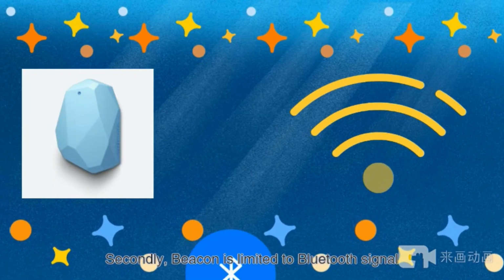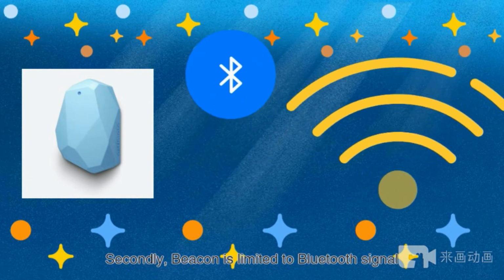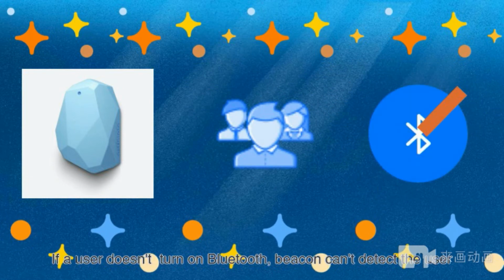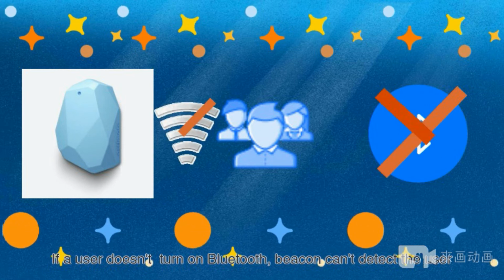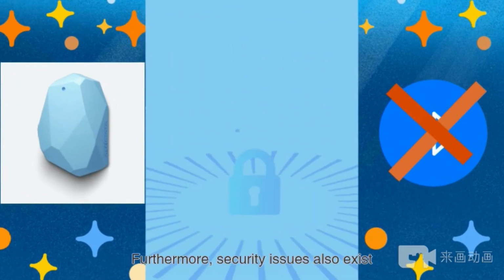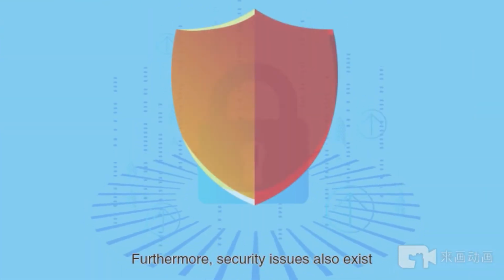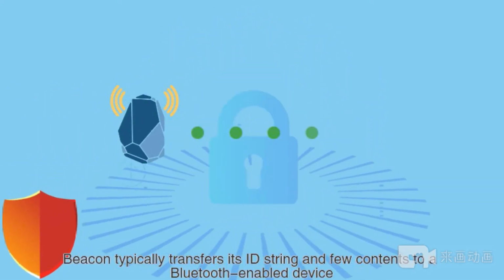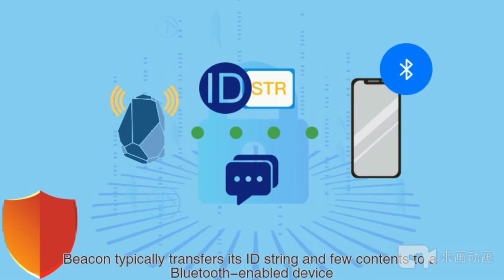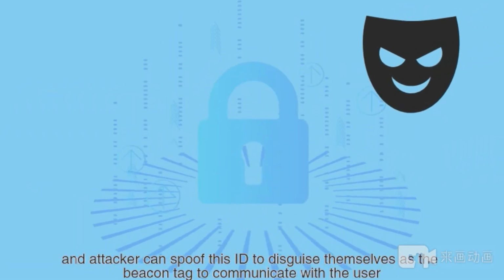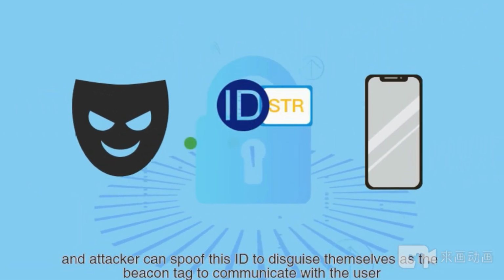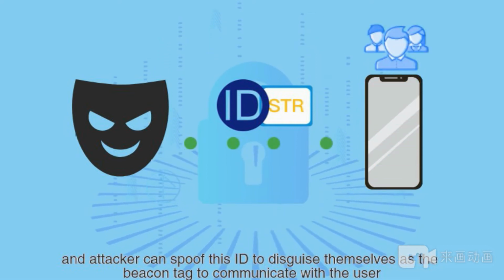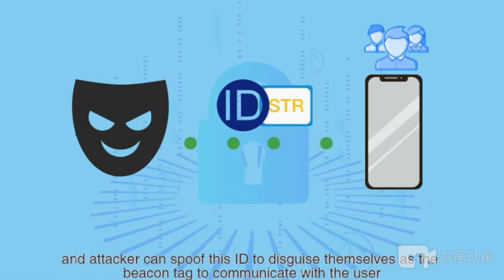Secondly, beacon is limited to Bluetooth signal. If a user doesn't turn on Bluetooth, beacon can't detect the user. Furthermore, security issues also exist. Beacon typically transfers its ID string and few contents to a Bluetooth-enabled device, and an attacker can spoof this ID to disguise themselves as the beacon tag to communicate with the user.